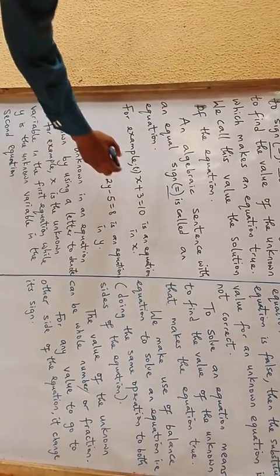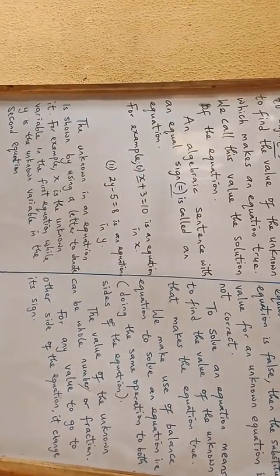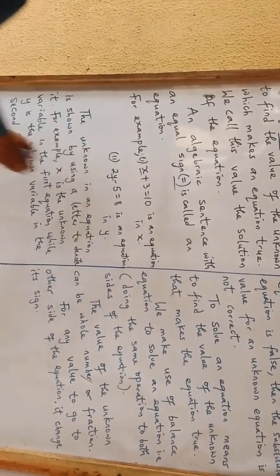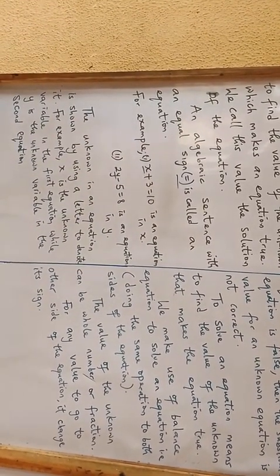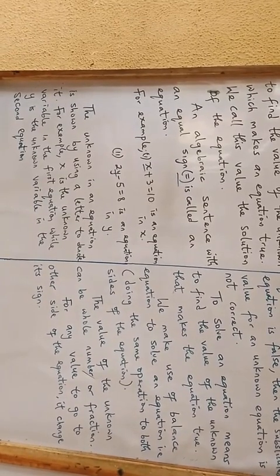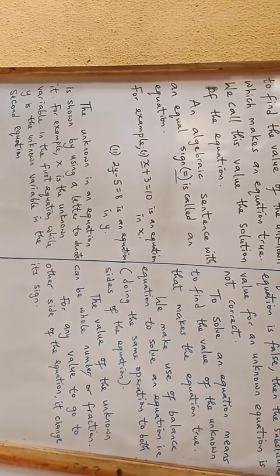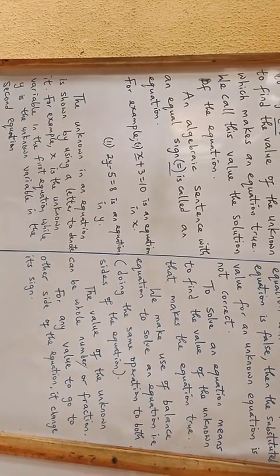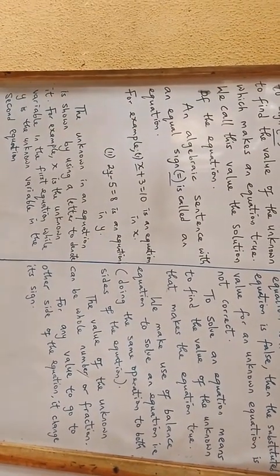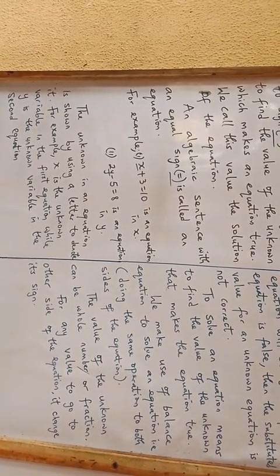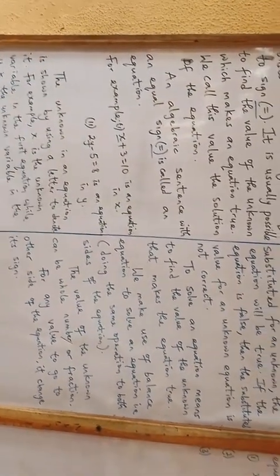So s here is called an unknown variable, while y in this example 2 is also known as an unknown variable. Why do we call it an unknown variable? Because the equation is yet to be solved. By the time we solve this equation and we get the exact value of this s, it will become a known variable.